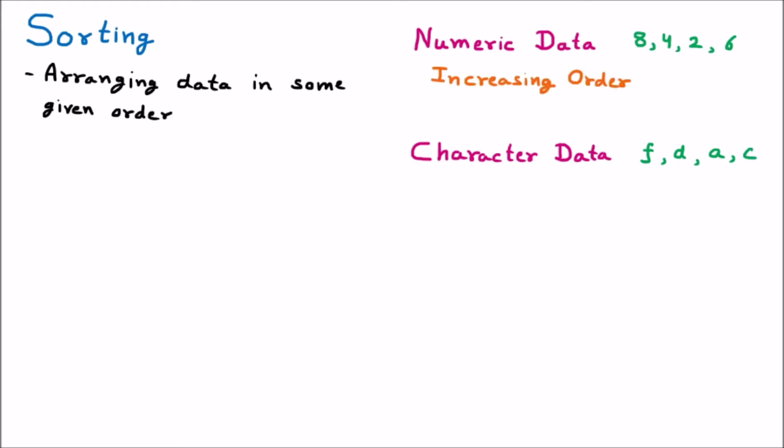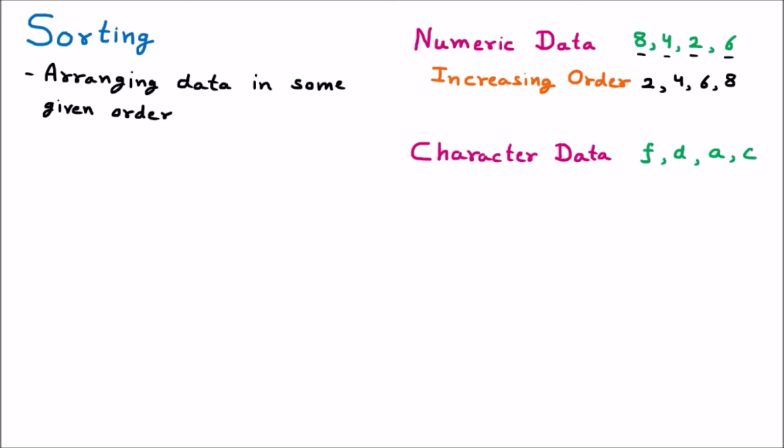If we talk about the increasing order, then we are going from the smallest element till the largest element. If we are talking about the numeric data, here we have 2, which is the smallest. Afterward we have 4, then further 6, then further 8. So this is the increasing order sorting of numeric data.